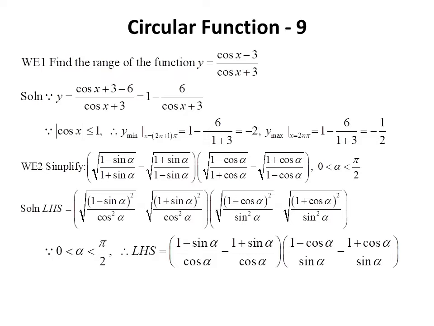minus the fraction of 1 plus sine alpha all over cosine alpha) multiplied by (1 minus cosine alpha all over sine alpha minus the fraction of 1 plus cosine alpha all over sine alpha). Hence, the expression is simplified to -2 sine alpha over cosine alpha multiplied by -2 cosine alpha over sine alpha, which equals 4.